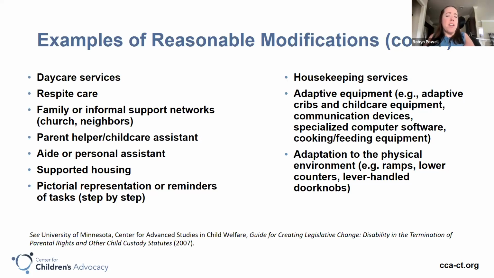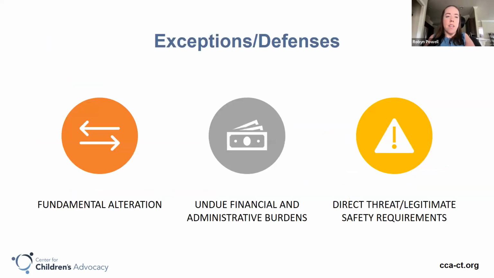Also making sure, if they have any sort of physical disability, that their home is accessible, that they have adaptive equipment, that they have a physical environment that they can actually access. These are all things that if you provide to families, they can strive and they can do great. So you really want to make sure that these families are supported, and that is required by the ADA. Next slide.